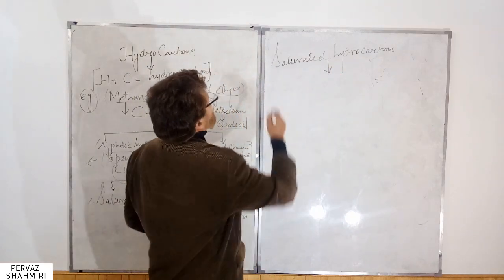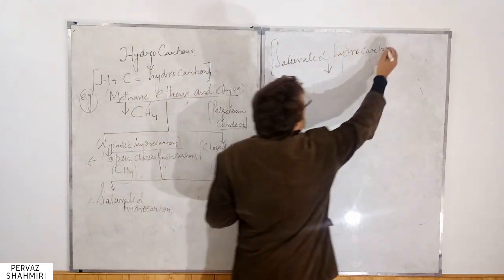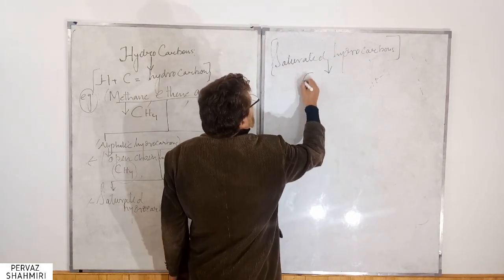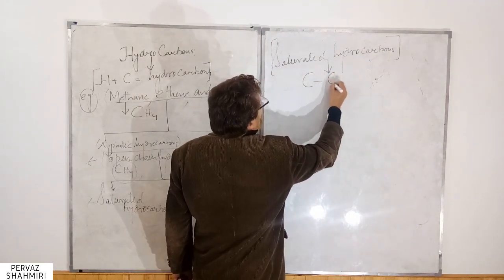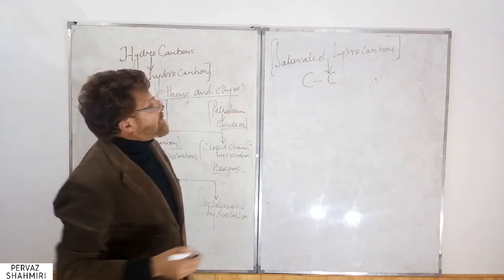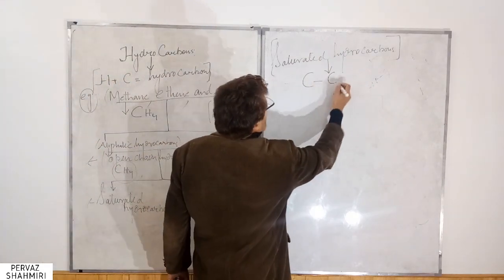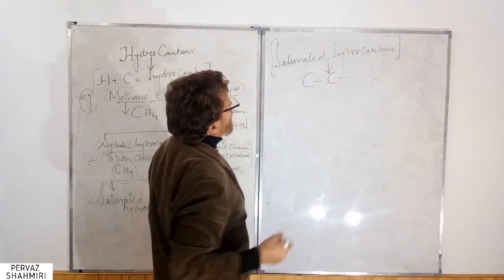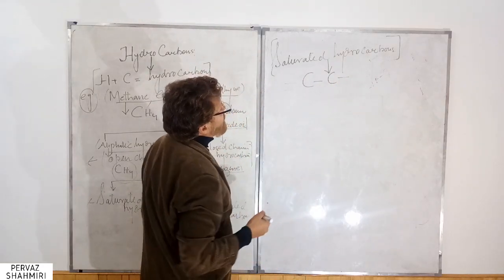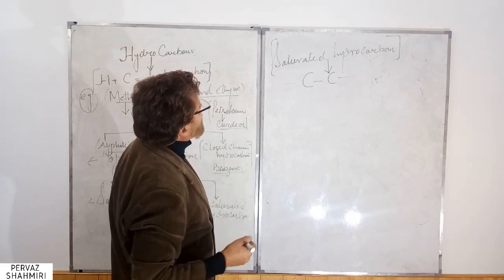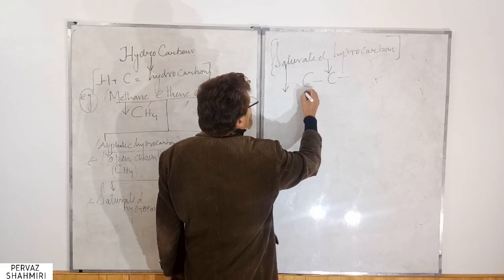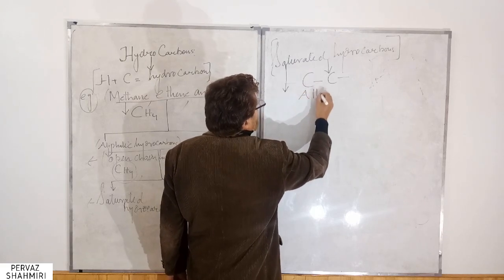Saturated hydrocarbons means that you will find a single covalent bond between the two carbon atoms. That means between carbon and carbon there is one kind of bond, that is a single covalent bond. These saturated hydrocarbons are also known as alkanes.